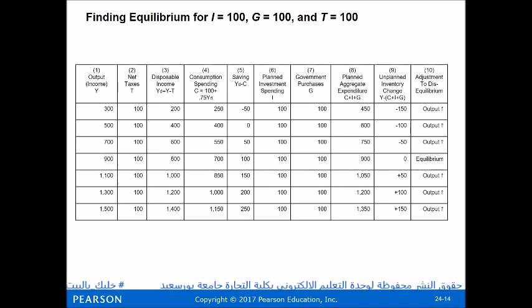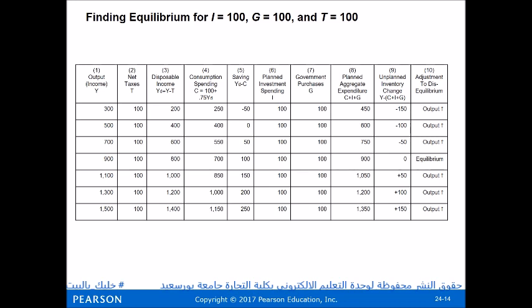Column 4 gives the different levels of consumption corresponding to the different levels of both before-tax income, which is Y, and disposable income, which is YD. The numbers begin at 250, then 400, 550, 700, down to 1150. You will be given those values for consumption.